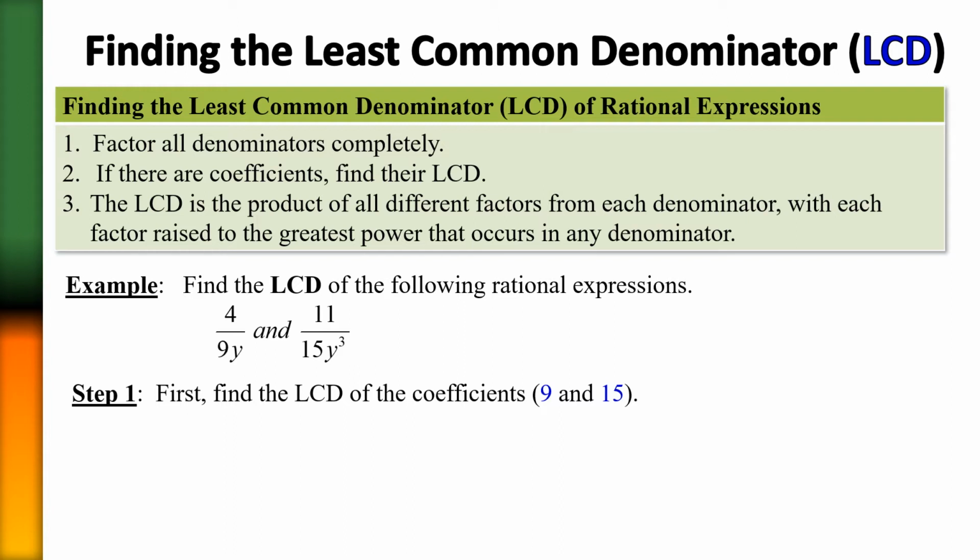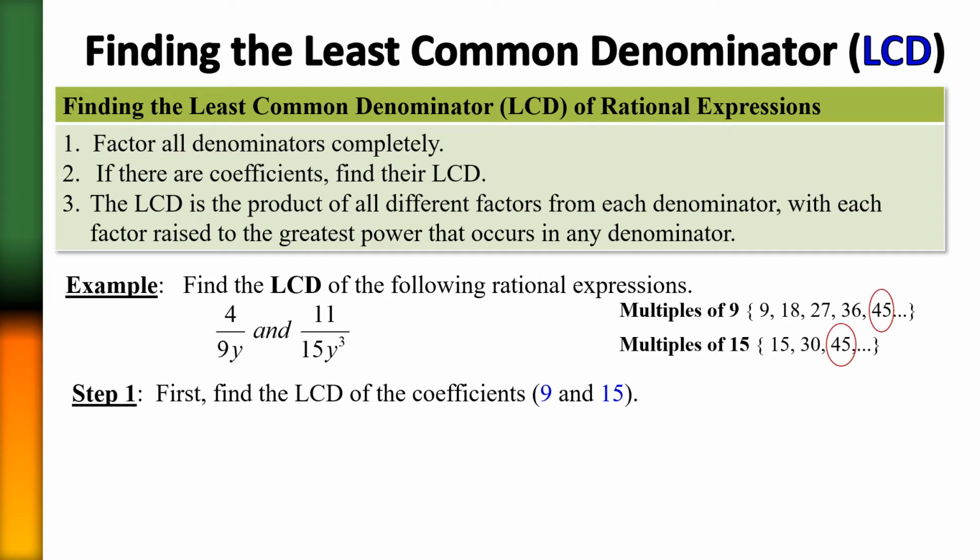So I need to go into the 9 times tables and into the 15 times tables to find the smallest number that they share in common. And here we see that the smallest number that these two numbers share in common is 45. So in terms of the coefficient, 45 is our number. Now we need to look at the variables behind the coefficients.